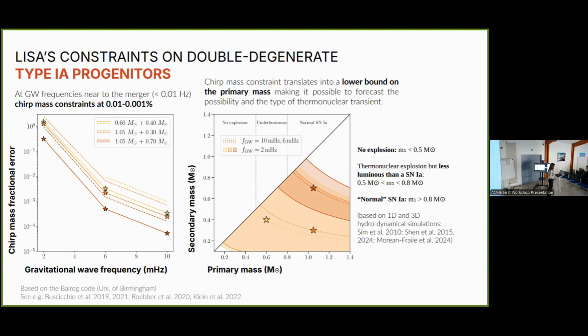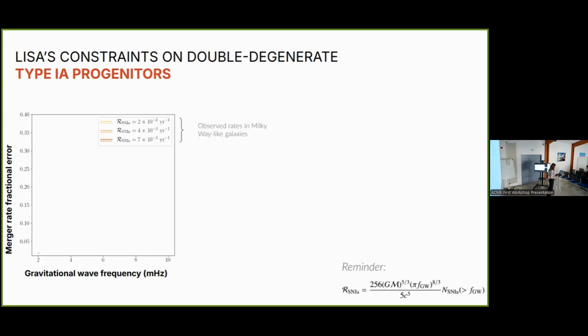Although this will explode in 1,000 years from when LISA detects it, maybe astronomers of the future will be able to observe those. And then we can measure the merger rates of these binaries. Here I will show you the fractional error on the merger rate as a function, again, of gravitational wave frequency. I picked 3 examples of the measured merger rate of type 1a supernova in external galaxies.